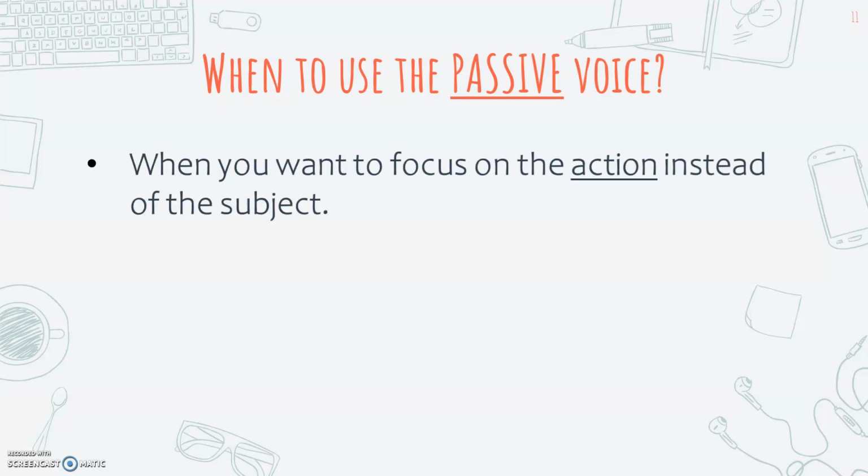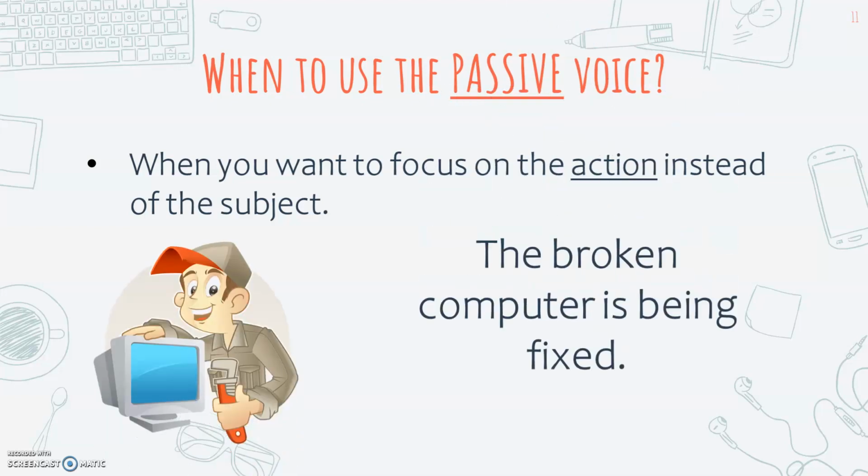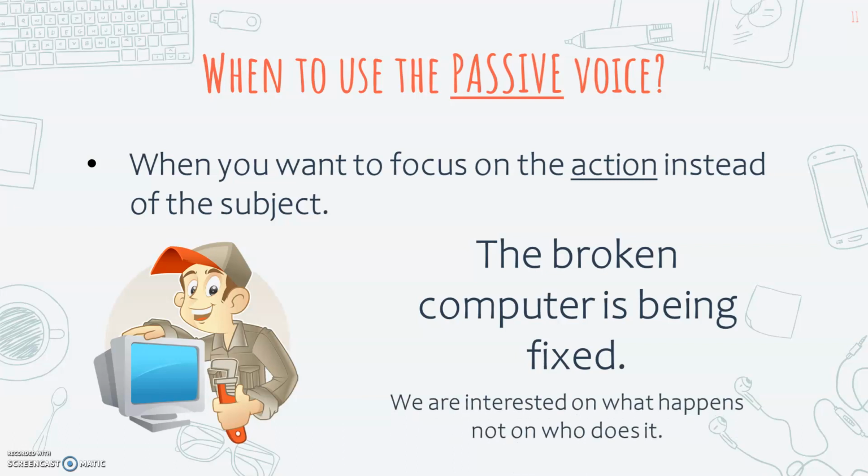When you want to focus on the action instead of the subject, we also use the passive voice. For example, the broken computer is being fixed. Here we are more interested in the action being done.